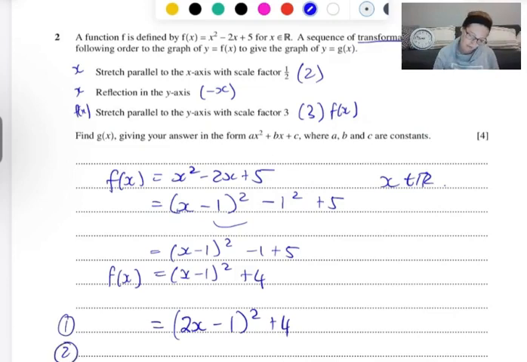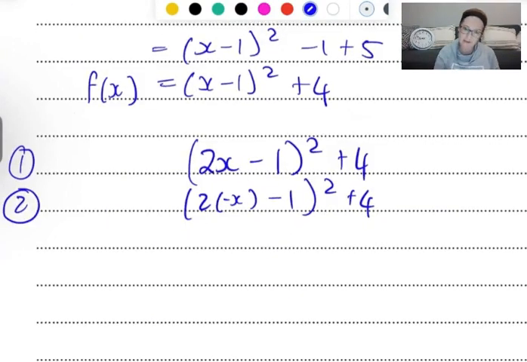Number 2 is reflecting it, so all my x's become a negative x. You don't actually want to say it's equal to, because it's not true that it's equal. Okay, so can you see what I did here? I just made all my x's now negative x. If I were to simplify that, it would just be minus 2x minus 1 squared plus 4.